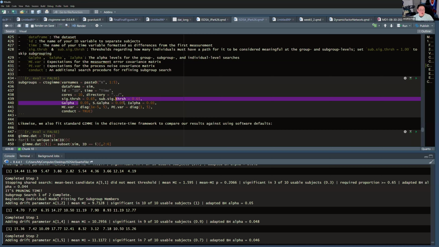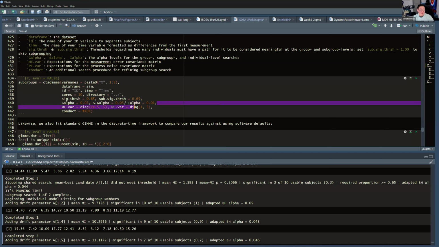In fitting the continuous time GIMME models, yes. So I have an alpha level of 0.05, and then for the individual model, I have 0.01. The Benjamini-Hochberg correction that we're running resets at each level. So there's a Benjamini-Hochberg correction at the group level, then it resets for the subgroup level, then it resets for the individual level. And at the group level and the subgroup level, generally speaking, we have enough power to reliably detect the effects, and so the correction does pretty well.